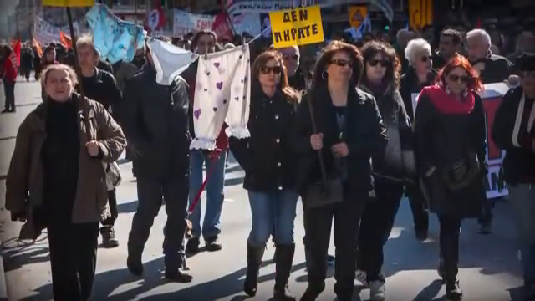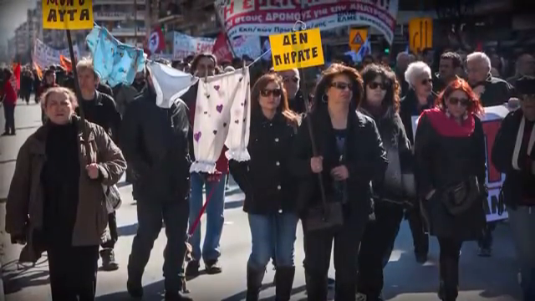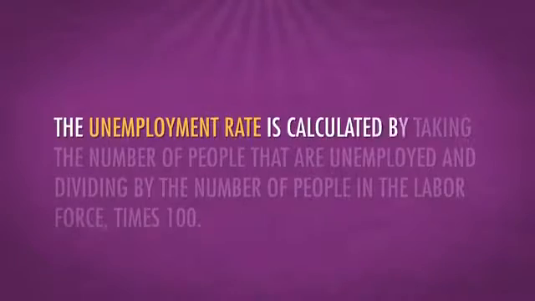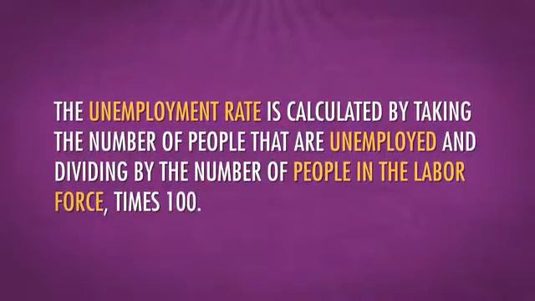Anyway, the major goal of unemployment policy is to limit unemployment, and that's measured by, you guessed it, the unemployment rate. In Greece, unemployment is over 25%. The unemployment rate is calculated by taking the number of people that are unemployed and dividing by the number of people in the labor force times 100. Now, this percentage represents the number of people that are actively looking for a job but just can't find one.